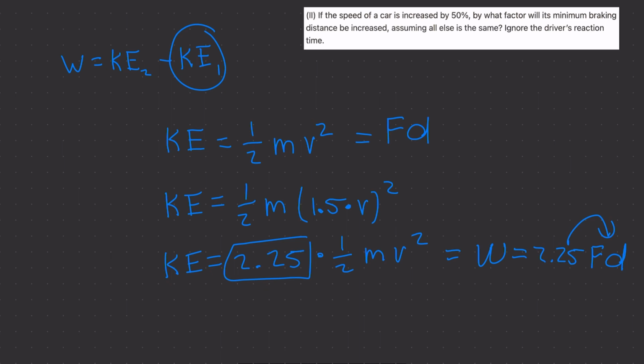And we could very easily multiply that 2.25 by the distance, telling us how much the distance is going to increase if we increase our velocity by 50%. Well, that stopping distance is going to be 2.25 times longer, because our kinetic energy is 2.25 times bigger. So the answer is 2.25.